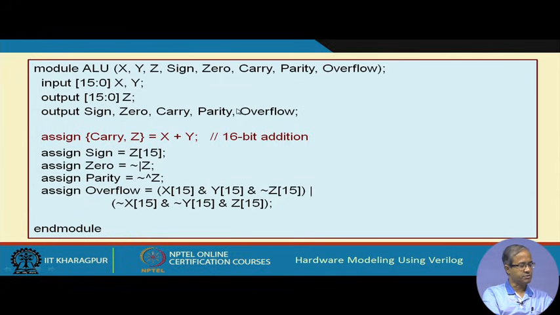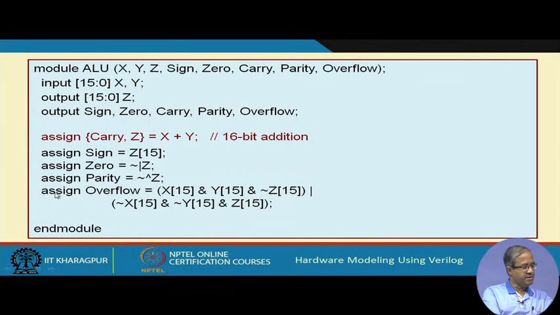These are all outputs. Now, the addition operation I am doing in a behavioral fashion, using a single assign statement, with carry and z using the concatenation operation, because z will be the result and the carry out of the addition will go into the carry flag. So, I am generating carry right away like this: carry and z, this will be 16 plus 1, 17 bits, equal to x plus y.